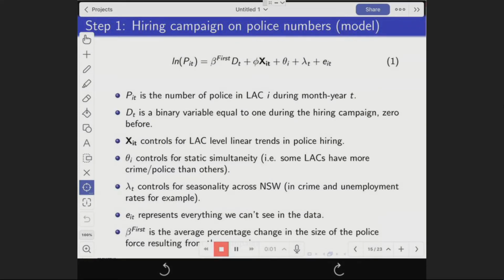So step 1, math. Forget this ln. P_it, that's the number of police officers in LAC i at time t. So it could be the number of police officers in the King's Cross Local Area Command in July 2000.